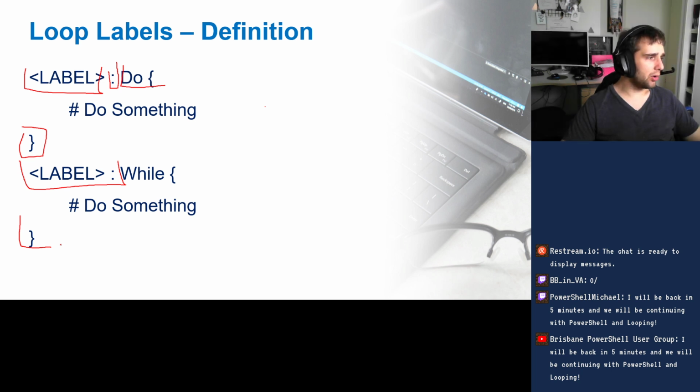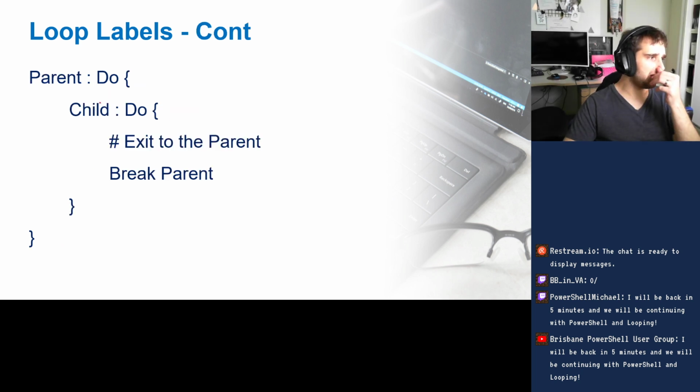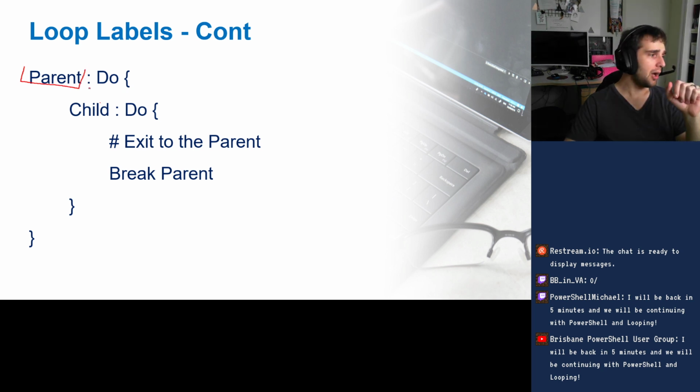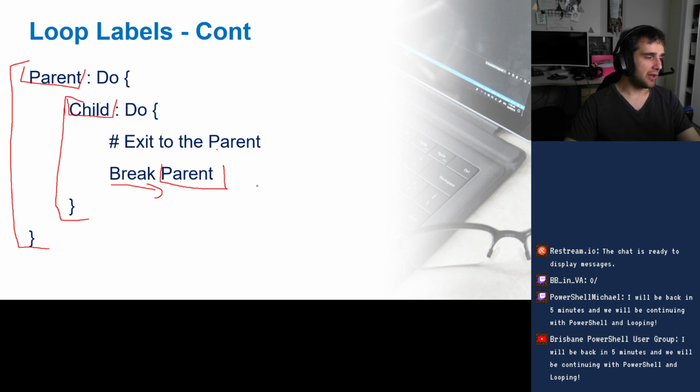If you want to call it, let's say in this example we've got the parent, so it's just parent, and we have a child. If we wanted to exit the parent loop, all we need to do is say break, and then specify that specific label. When we do that, it'll exit the parent loop versus exiting the child loop. And that's really quite cool.